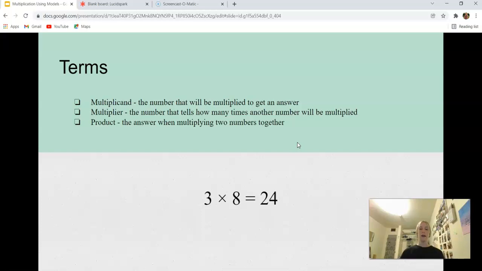And then our last number, 24, what is that number? That's right. The number 24 is the product. 3 times 8 equals 24.